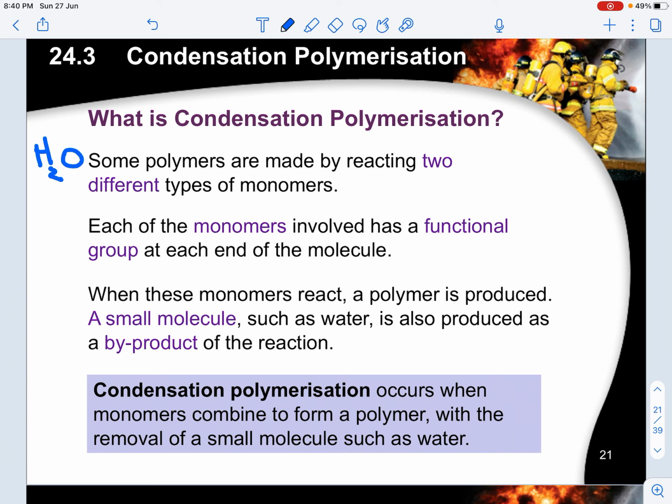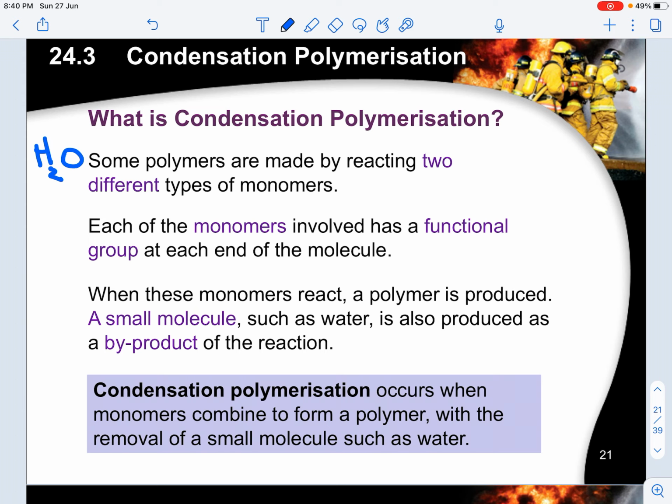We could see that there are usually one or two compounds involved that have the OH group already, and that is alcohol and carboxylic acid. So for condensation polymerization, these polymers are made by two different types of monomers, and each of them has its own individual functional group.